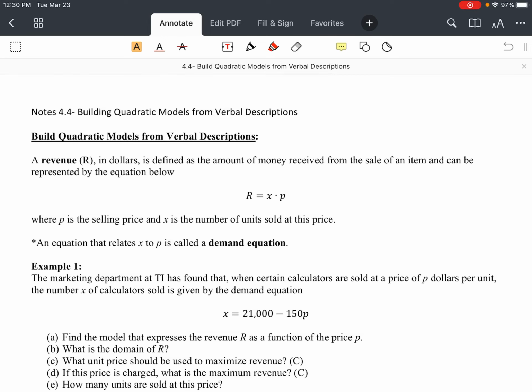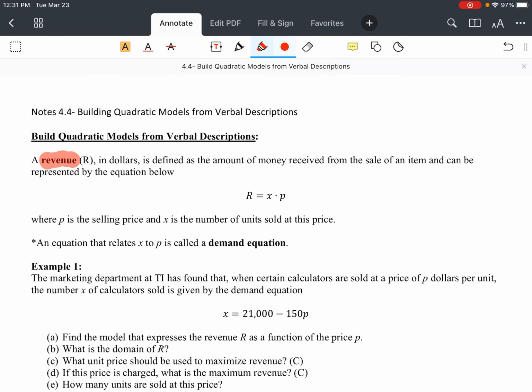All right, so in this section, we're going to start using the information that we learned from section 4.3, which is the basic properties of quadratics, to work through some word problems that cover quadratics.